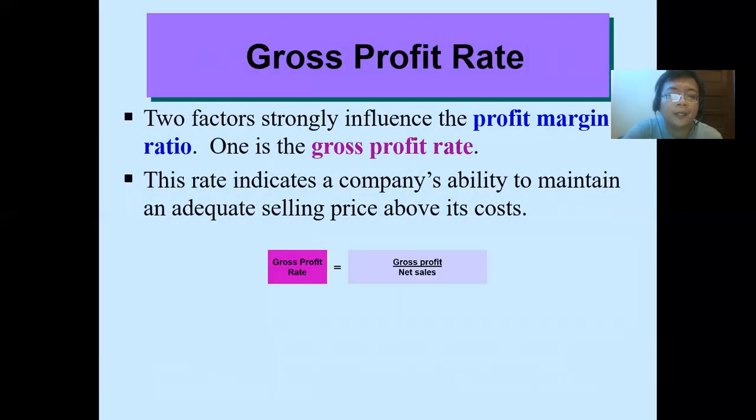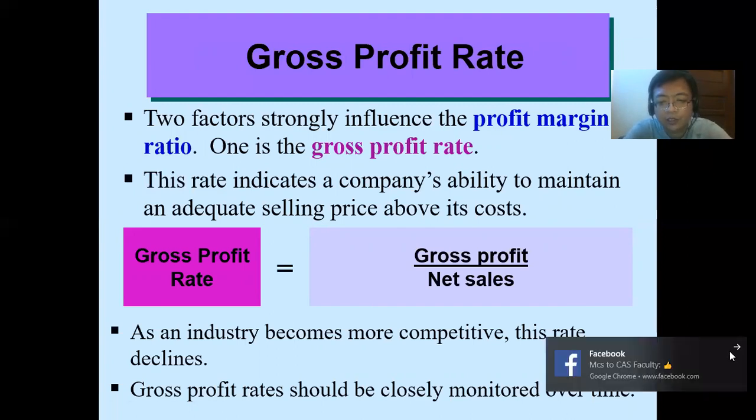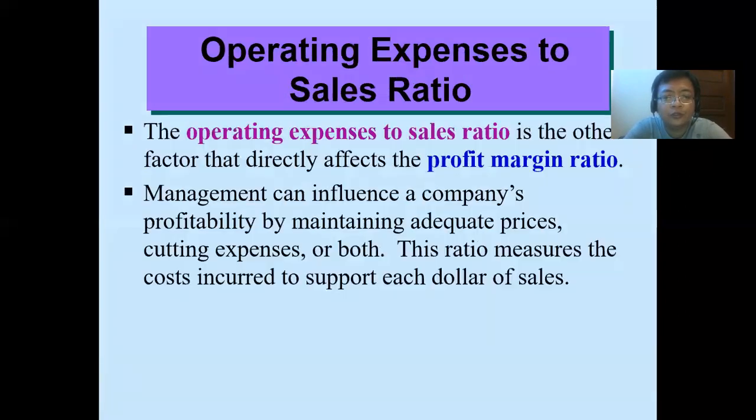You have also gross profit rate. As you notice, it is part of your vertical analysis. It indicates the company's ability to maintain an adequate selling price above its cost. So what is the formula for gross profit? Net sales minus cost of goods sold, and you have your gross profit. As the industry becomes more competitive, this rate declines. So gross profit rate is closely monitored over time. Why? Because it will become part of your cost of goods sold.